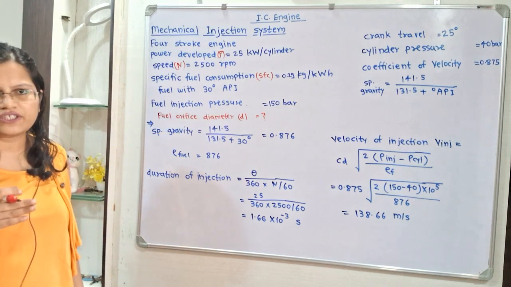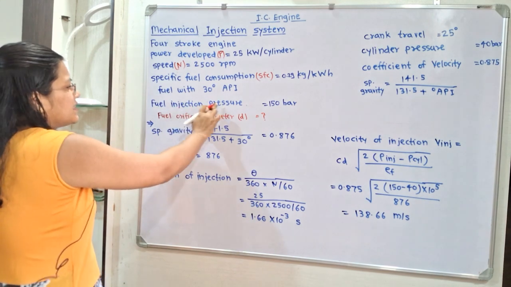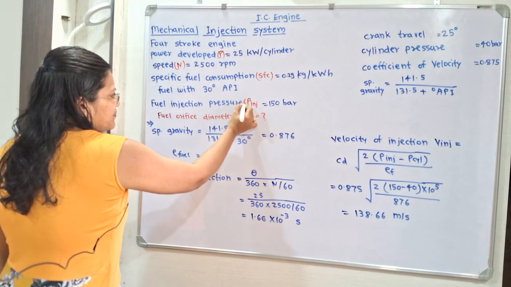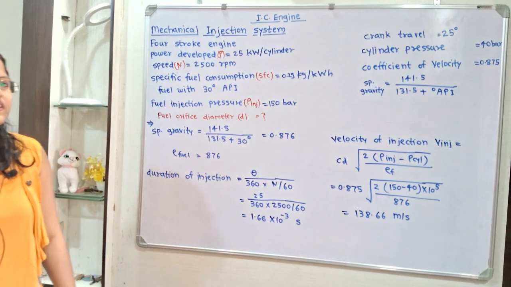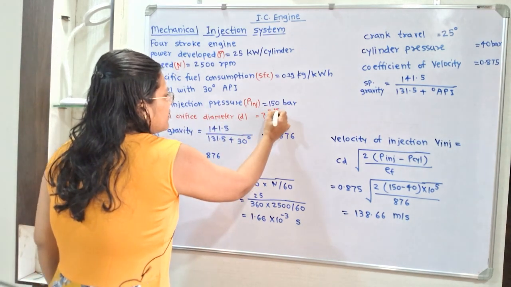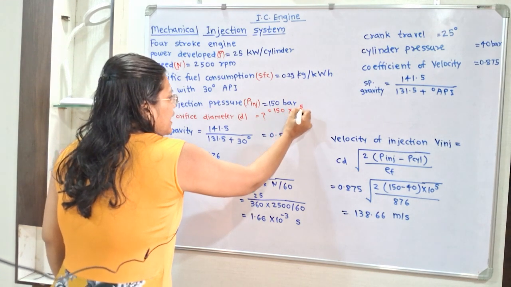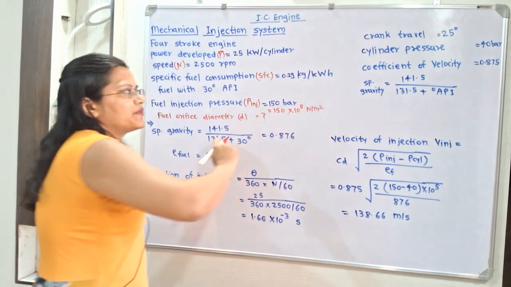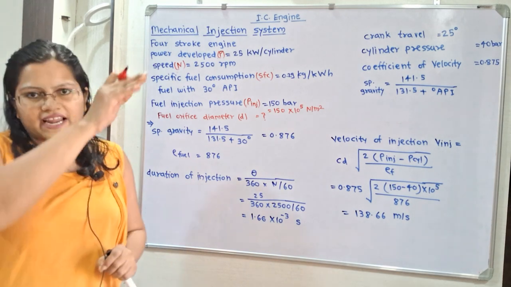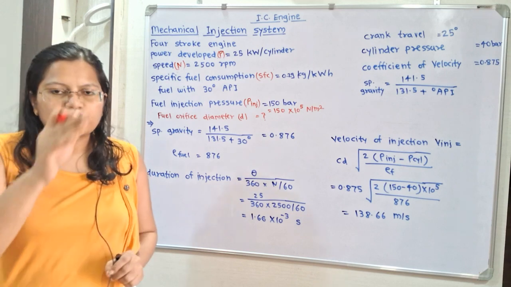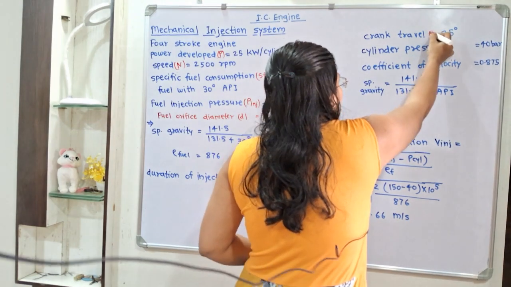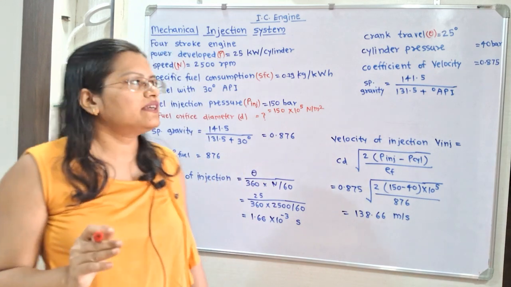Fuel injection pressure. This is the injection pressure, so I will use the notation PINJ. It is 150 bar, but the standard unit is Newton per meter square. So how to convert this? It is 150 into 10 raised to 5 Newton per meter square. Then crank travel, also known as crank angle. The crank has travelled through the angle theta, which is equal to 25 degrees.